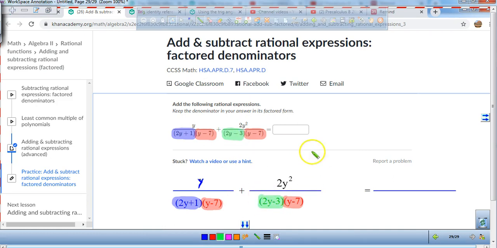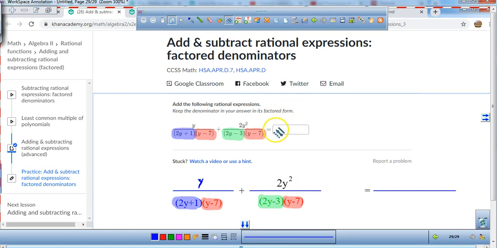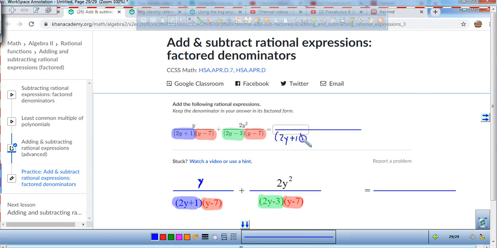So the very first thing we have to do is find what's called the least common multiple. Since they already have a y minus 7 in common, we're only going to use that once, but we have to have a 2y plus 1, a y minus 7, and then a 2y minus 3. We have to have all of those together to represent the least common multiple. So that's going to be our denominator.